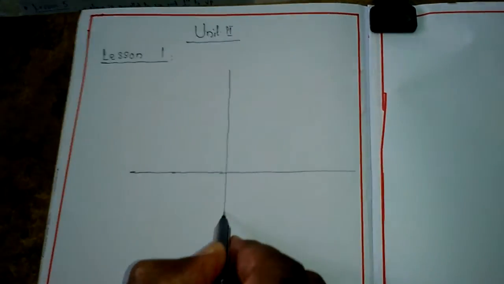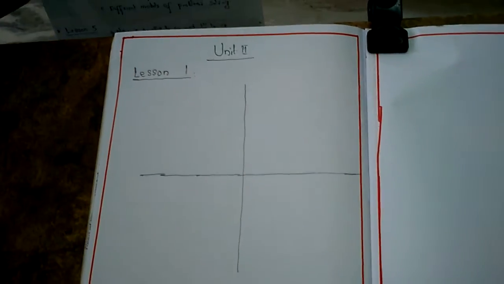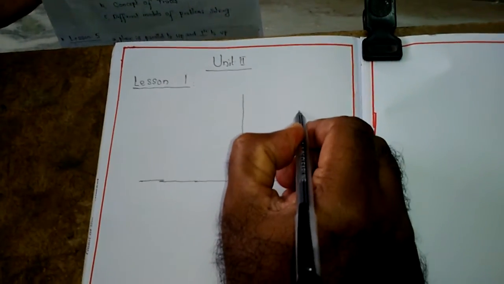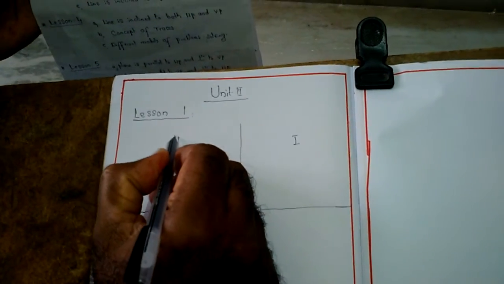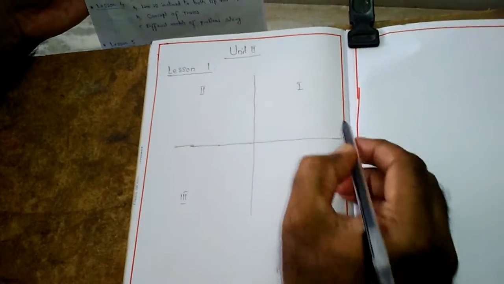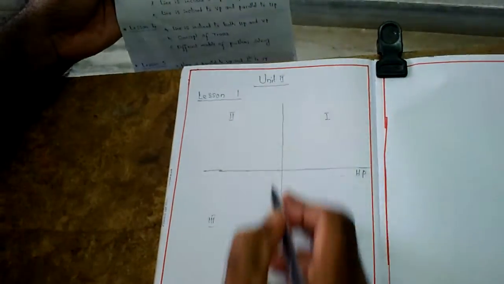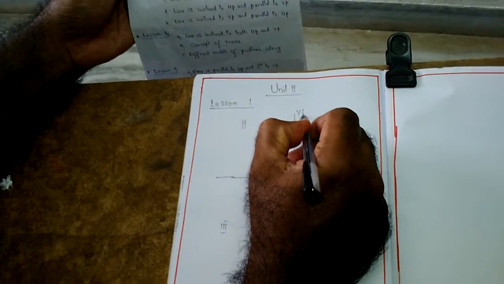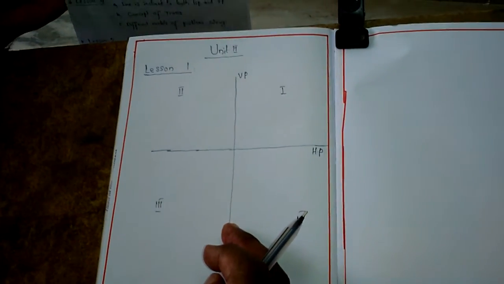Now we want to draw a vertical line. So one horizontal line and one vertical line, both intersect each other. Now we want to explain: this is the first quadrant, this is the second quadrant, this is the third quadrant, this is the fourth quadrant. Before going further, this is called the horizontal plane. This is vertical, this is called the vertical plane. Here the two planes are called principal planes.